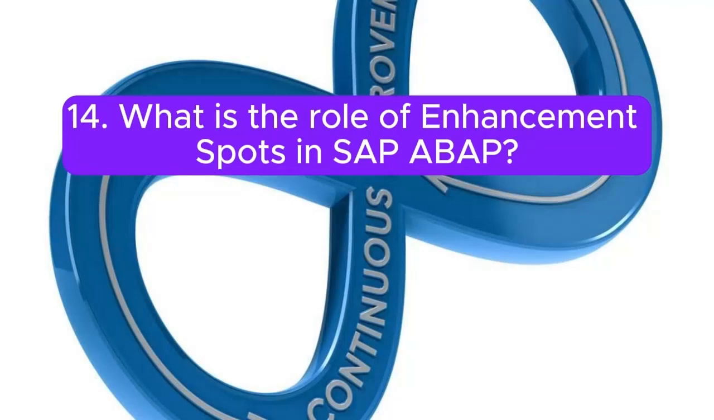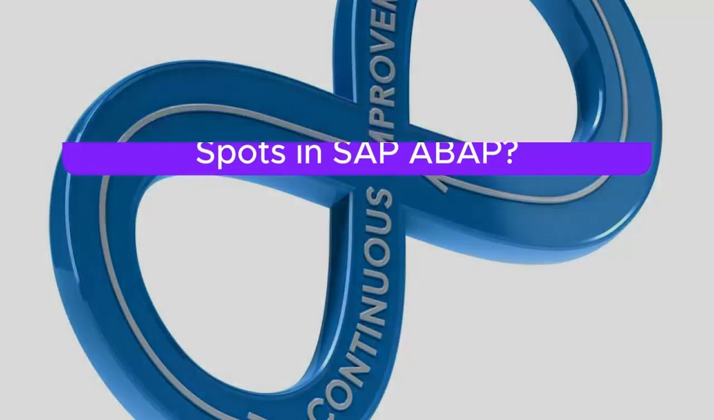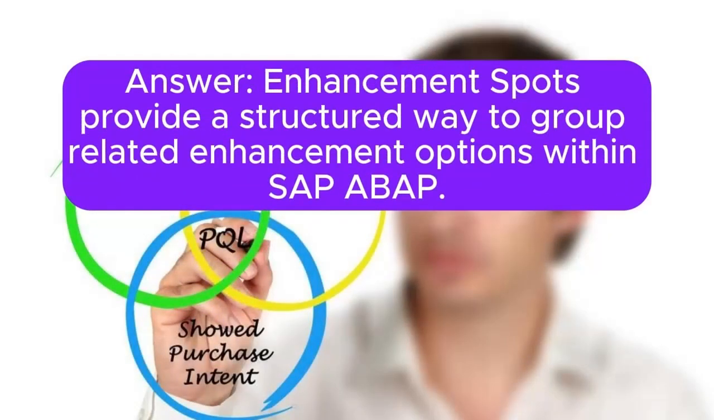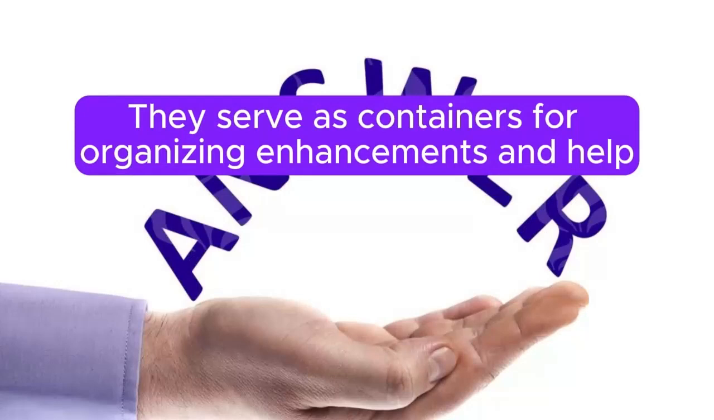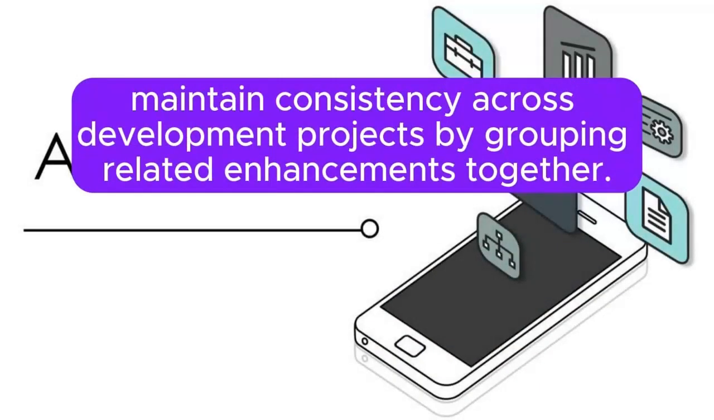14. What is the role of enhancement spots in SAP ABAP? Answer: enhancement spots provide a structured way to group related enhancement options within SAP ABAP. They serve as containers for organizing enhancements and help maintain consistency across development projects by grouping related enhancements together.